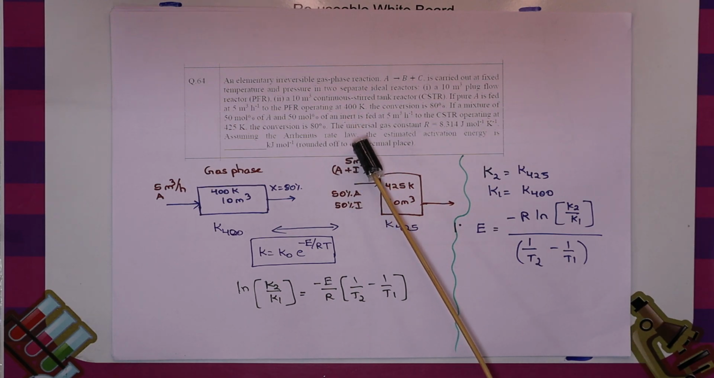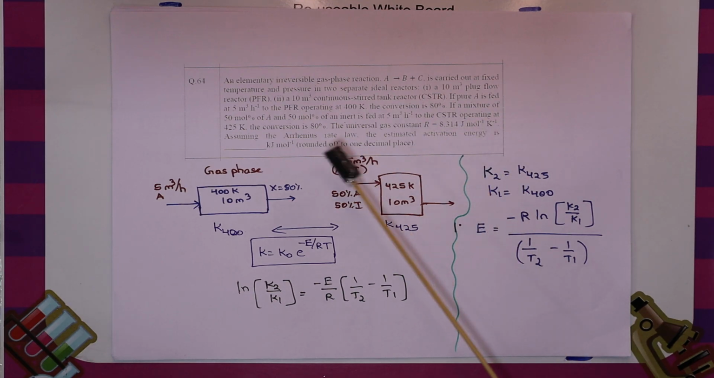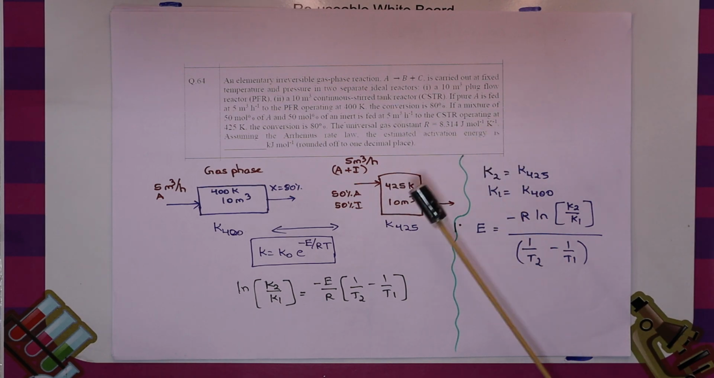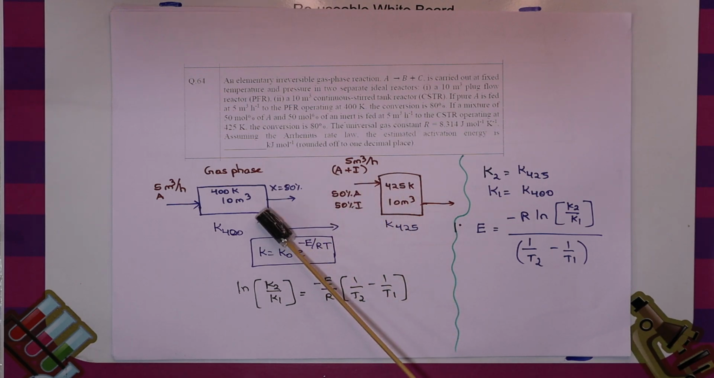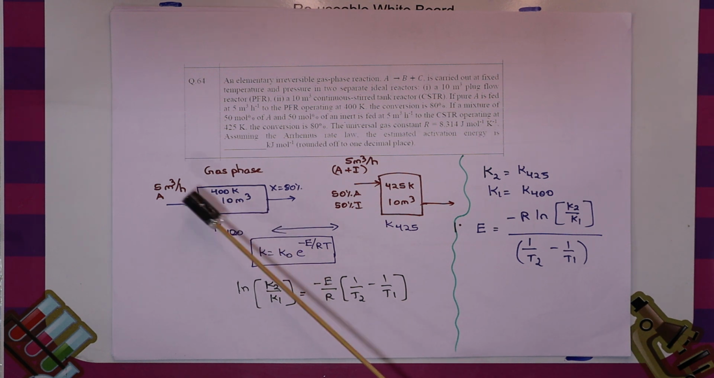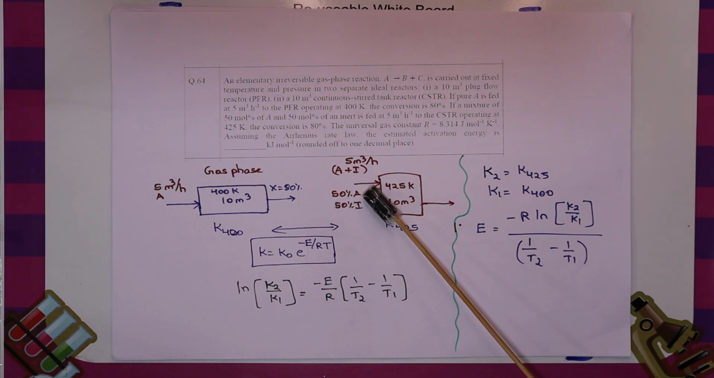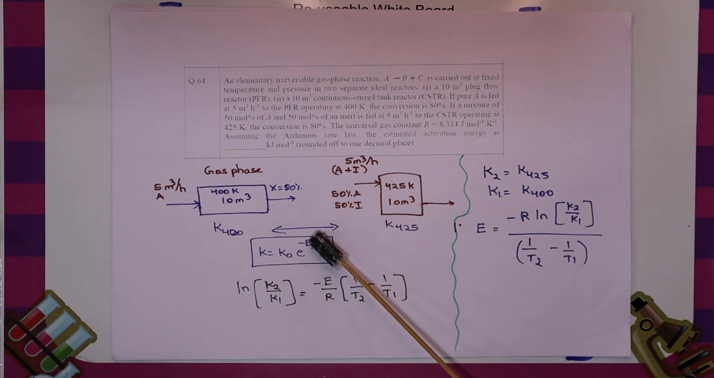The universal gas constant R equal to 8.314 is given. Assuming Arrhenius law is valid, estimate the activation energy of this particular reaction. That means two separate things are given. Both are getting 80% conversions. One is running at 400 Kelvin with pure A in a PFR, and one is running with 50% A at 425 Kelvin. What we are supposed to find out, the reaction is same in both cases, is the activation energy of this particular reaction.